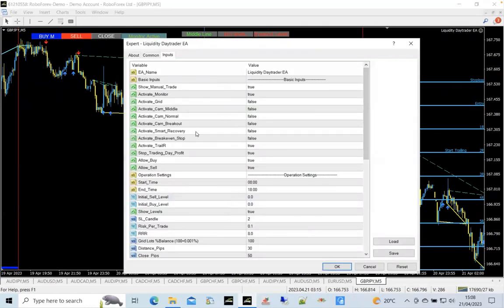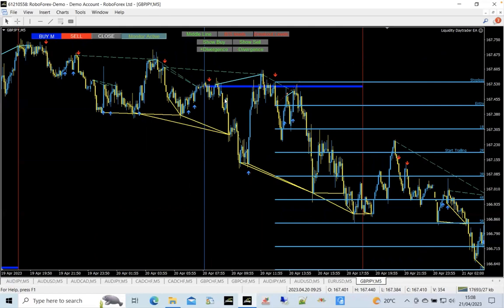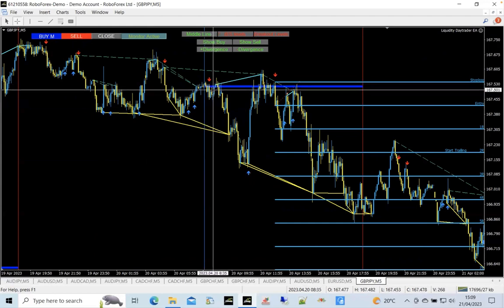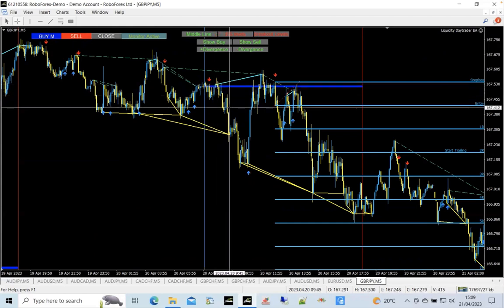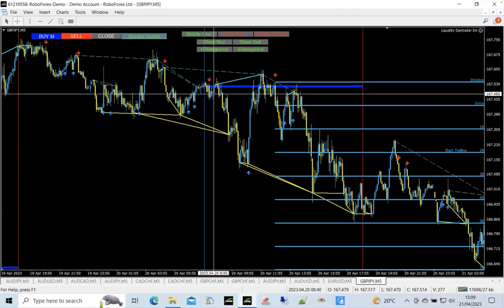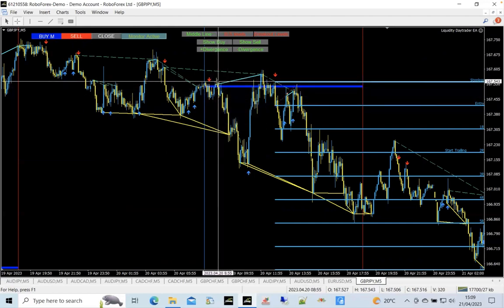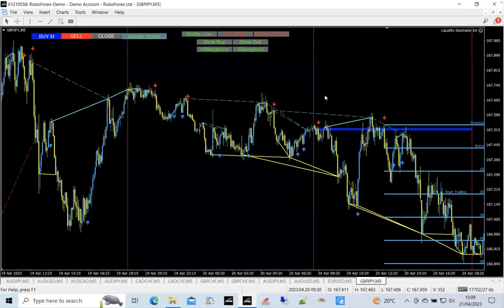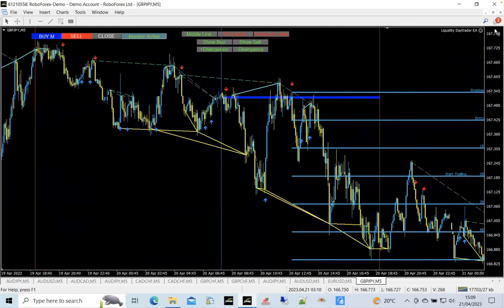So this smart recovery, what it does is it will reverse the trade. So let's say, for example, the EA sold here, but the market hit the stop loss. Now, this wasn't the best example for this, but let's say it happened this way. When the stop loss is hit, you will have an entry in the opposite direction. This is something that you can control: on every new signal, how many reverse entries you want to have.